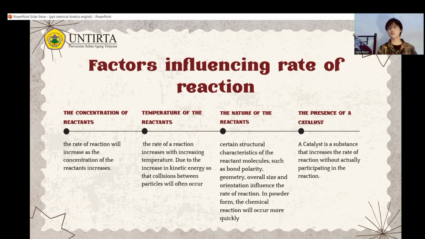Certain structural characteristics of the reactant molecules, such as bond polarity, geometry, overall size, and orientation, influence the rate of reaction. In powder form, the chemical reaction will occur more quickly. And the last is the presence of the catalyst. A catalyst is a substance that increases the rate of reaction without actually participating in the reaction. So the catalyst only increases the rate of reaction without actually participating in the reaction.